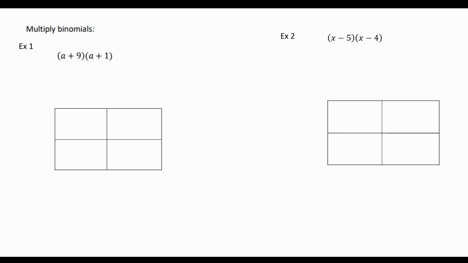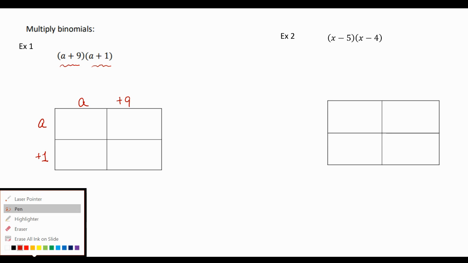All right, so hit pause and write down these two problems and then draw the boxes. Hit pause. Okay, step 1 is to draw your box. Step 2 is to write your terms on the outside of the box. So I'm going to just choose, it doesn't really matter, but I'm going to choose the a plus 9 and put it up here, and you have to write a and then plus 9. And then on the other side, I'm going to write a and then plus 1. So I need you to do that.